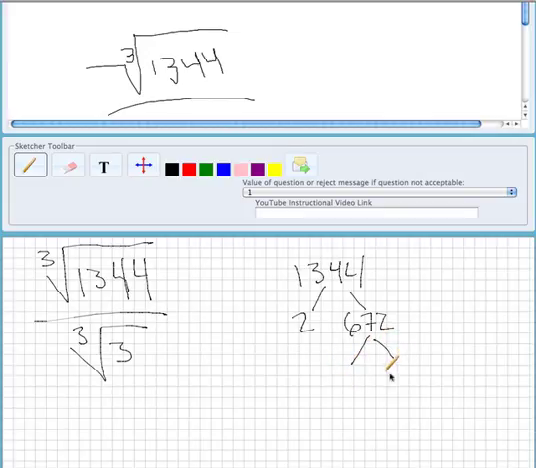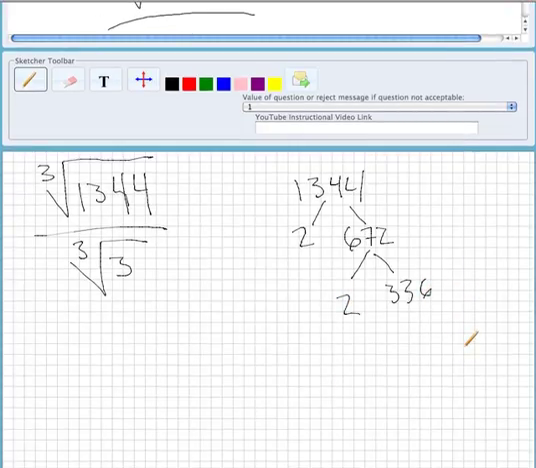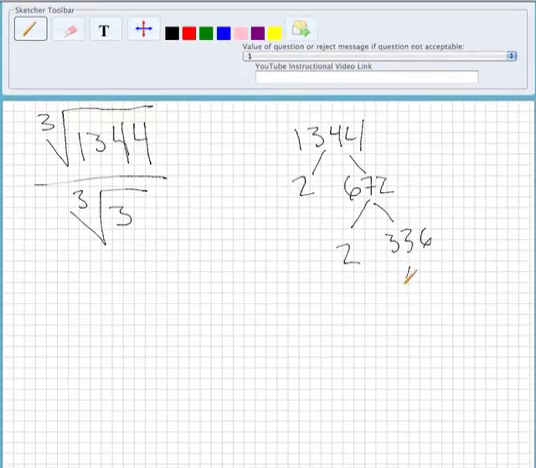And that's going to be 336 and 2. Divided by 2 again. And it's 2. And this is the simplest way to do a factor tree, is with 2's if they're even numbers. This is 168.